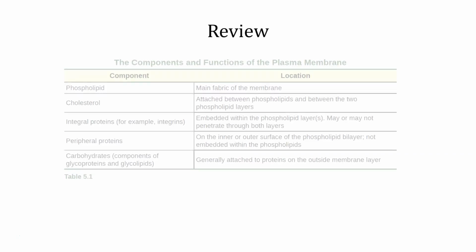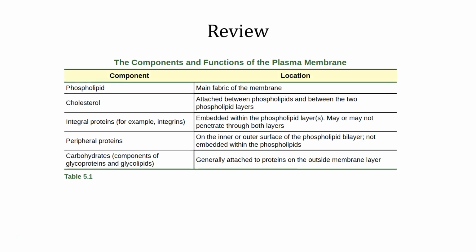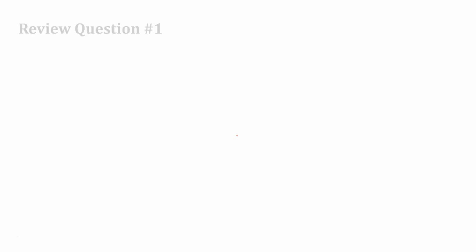Okay, in your book there is chapter 5, table 5.1, which is going to review a lot of these components and where they're found. So if you would like to do a little review, I would recommend that you peruse that table, maybe cover some of these things and quiz yourself.